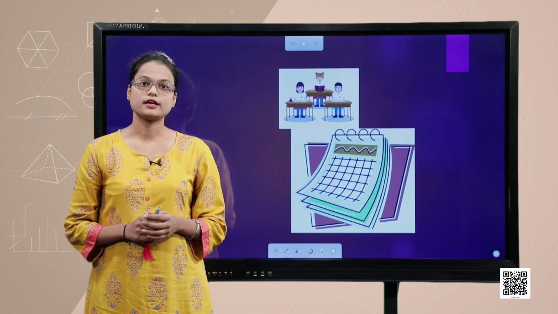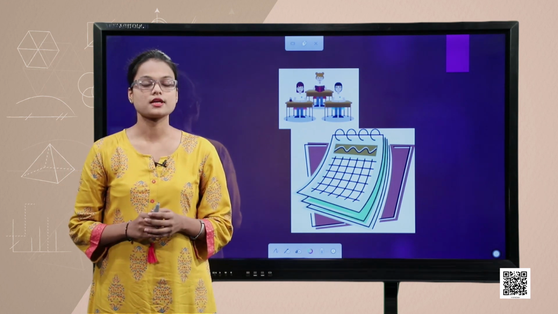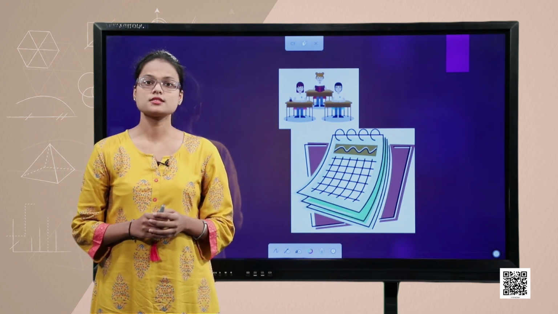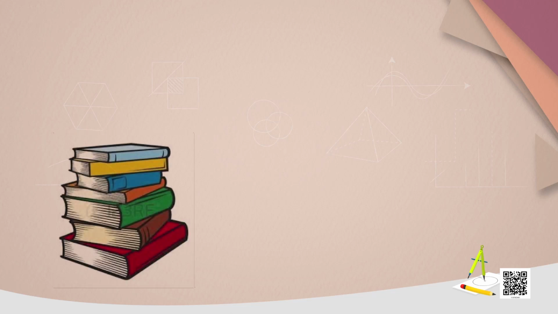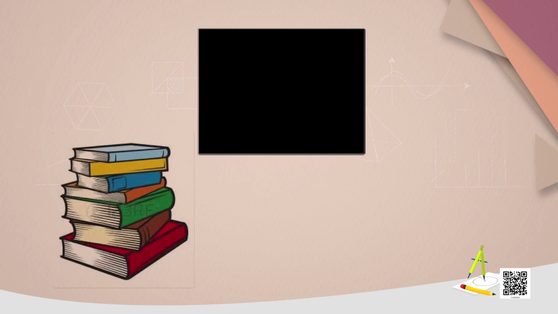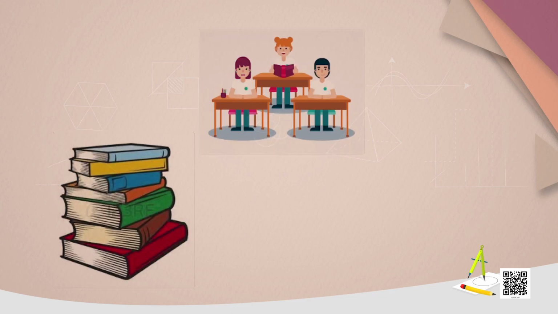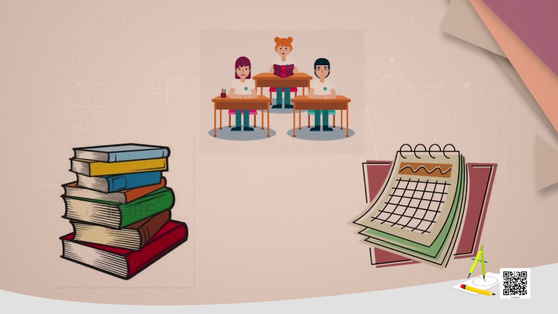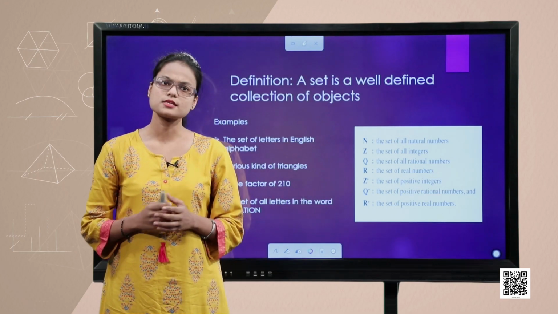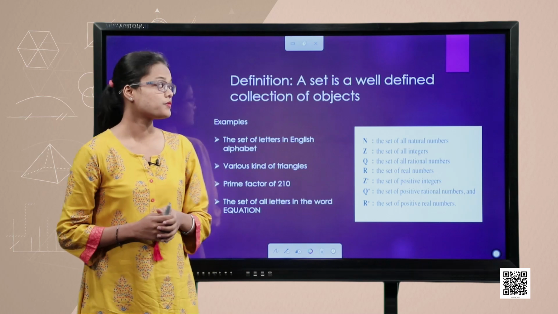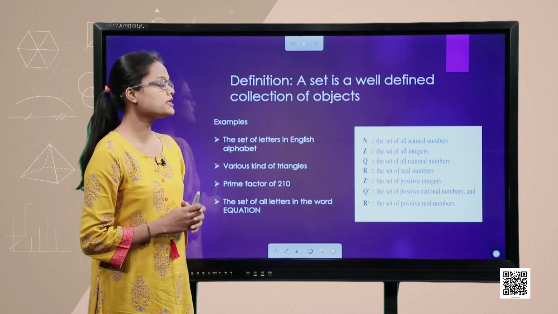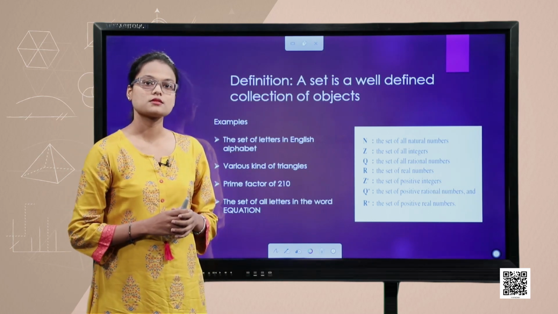In our day-to-day life, there are various collections that we see, such as a collection of books of a specific writer, a collection of students in your classroom, a collection of months in a year. These are all examples of a set. So, what is a set? Let us see. A set is a well-defined collection of objects.